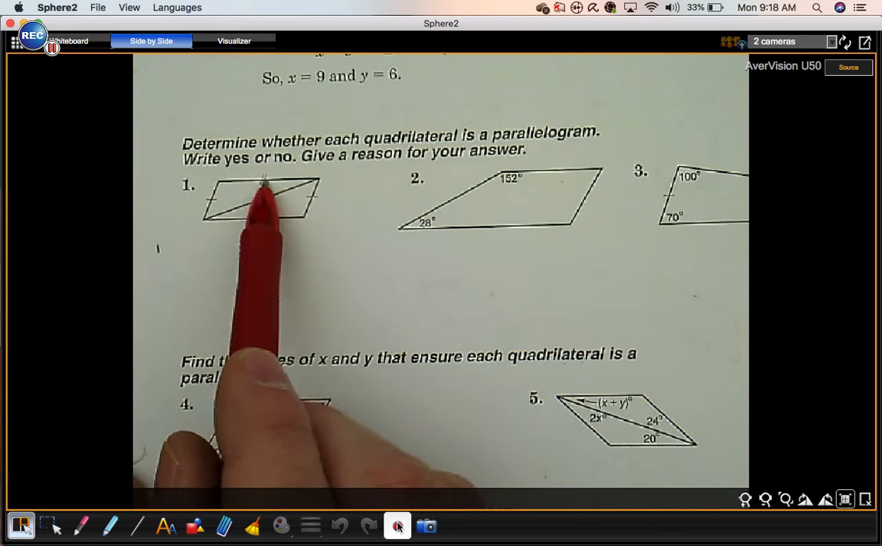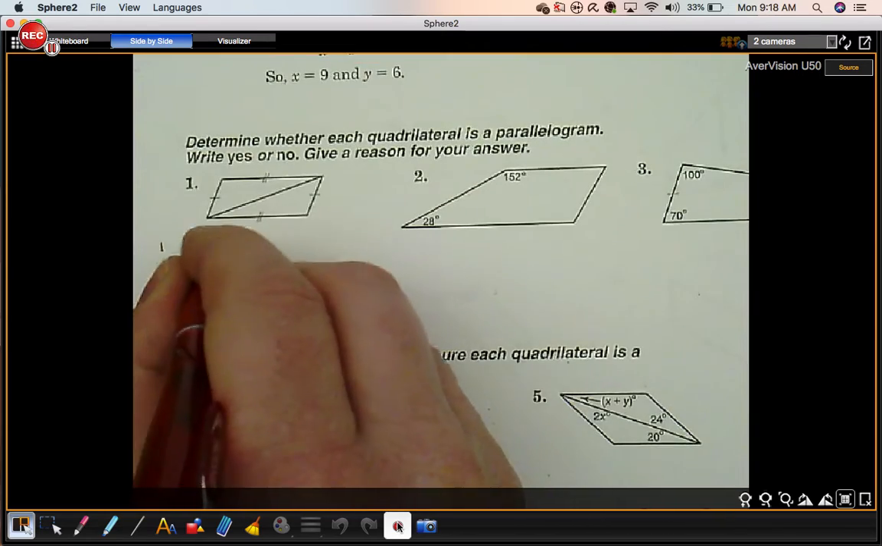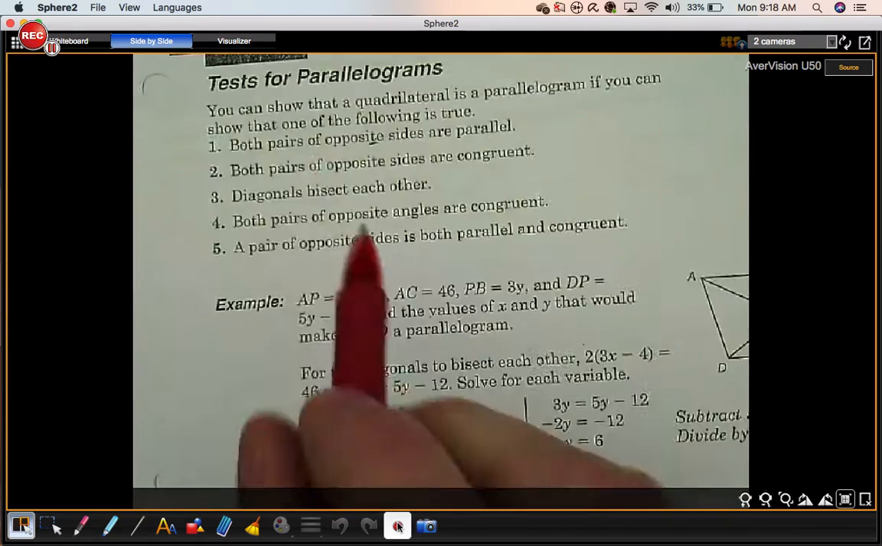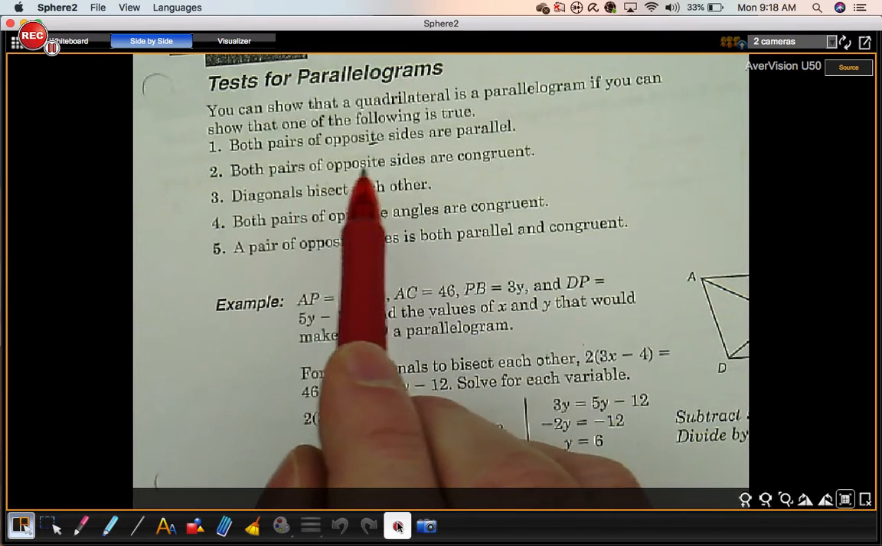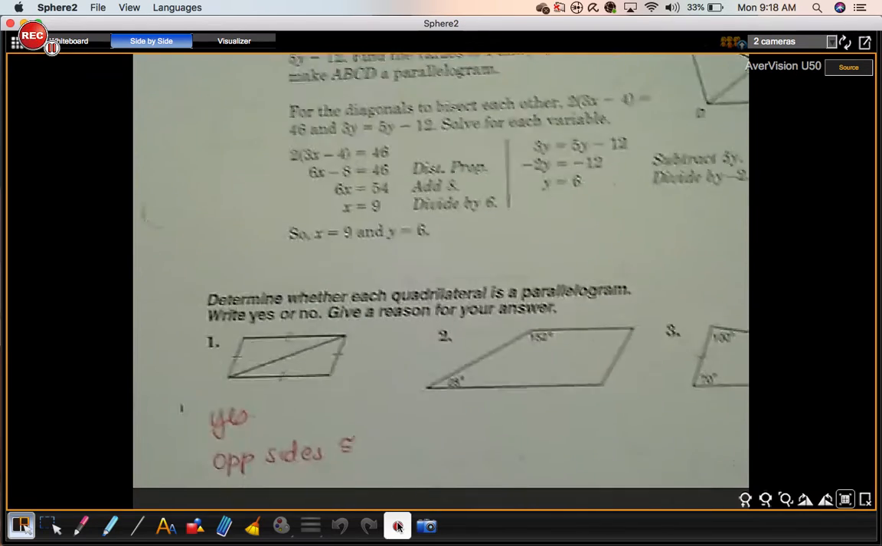In number 1, I noticed that my top and bottom are congruent. Also, my left side and my right side are congruent. So yes, this is a parallelogram. And the reason is both pairs of opposite sides are congruent. So I'm going to write opposite sides congruent.